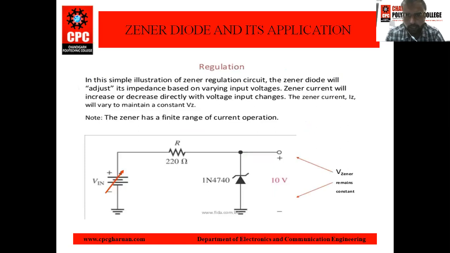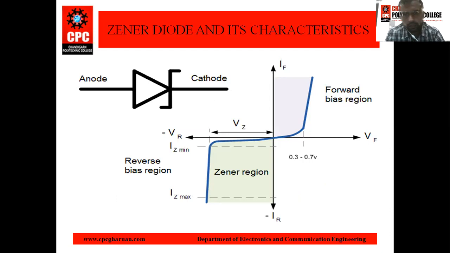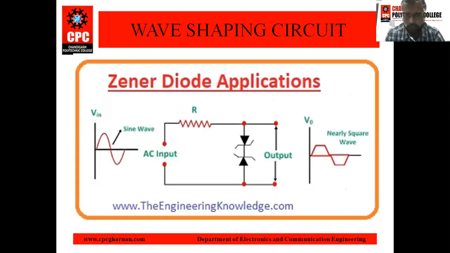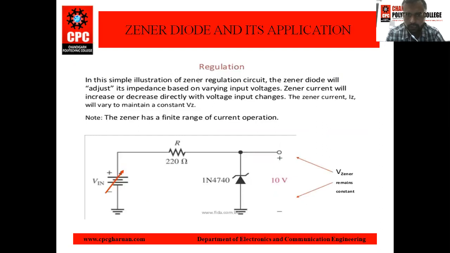Next are the applications of the Zener diode. We have different applications of the Zener diode. In your syllabus, there are two applications. First is the voltage regulator, and second is the wave shaping circuit. First, we'll discuss what a voltage regulator is.